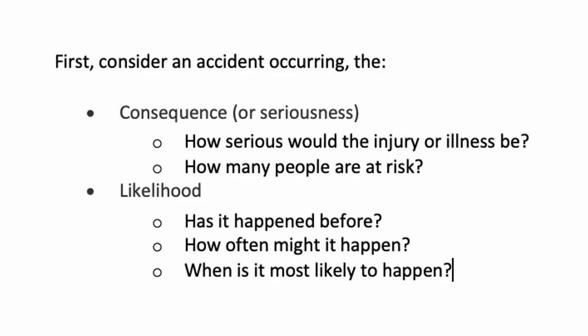First, consider an accident occurring. The consequences or seriousness: how serious would the injury or illness be? How many people are at risk? And then we look at the likelihood. Has it happened before? How often might it happen? When is it most likely to happen?